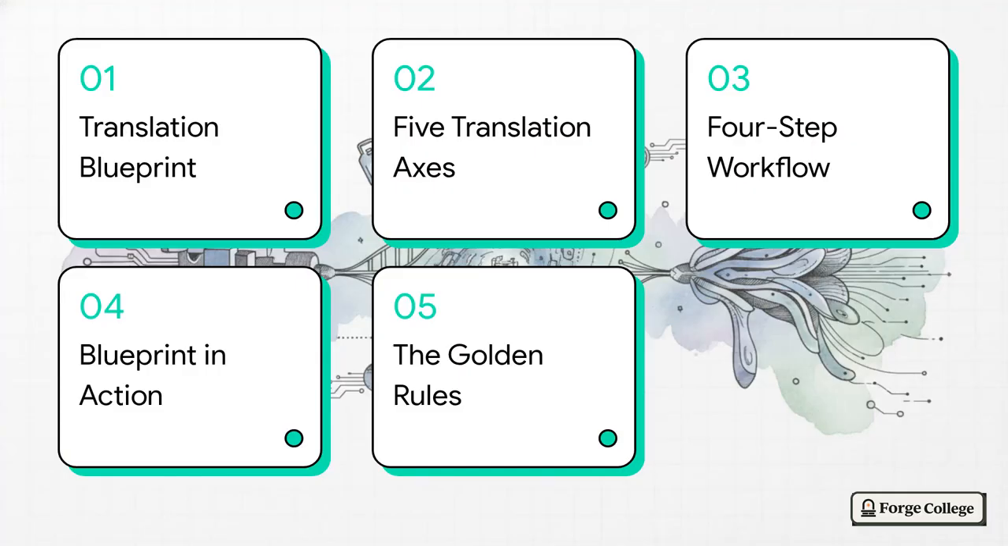Okay, so here is how we're going to lay this out. First, we'll set up the translation blueprint. Then, we'll measure things up using the 5 translation axes. Third, we'll walk through our exact 4-step workflow. From there, we'll head to the test bench to see the blueprint in action, and finally, we'll lock it all in with the golden rules.